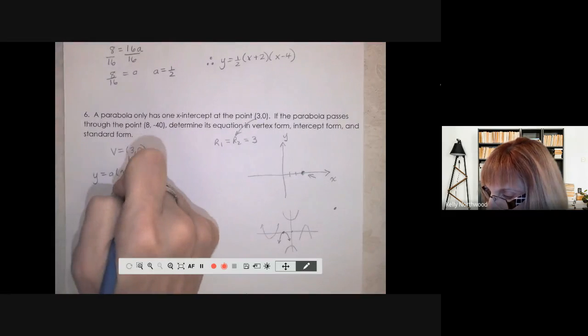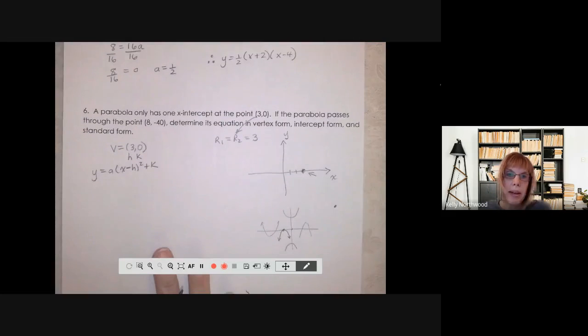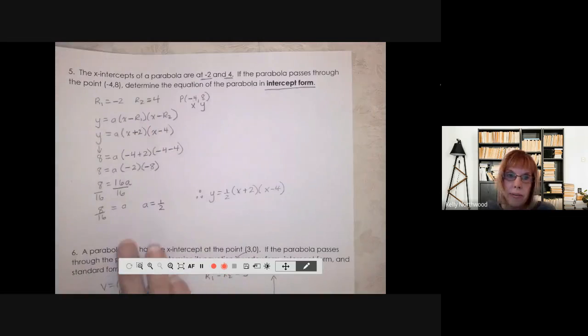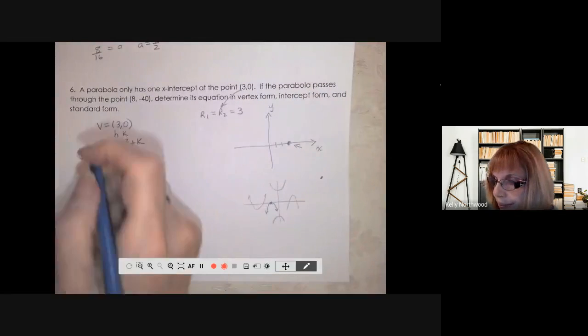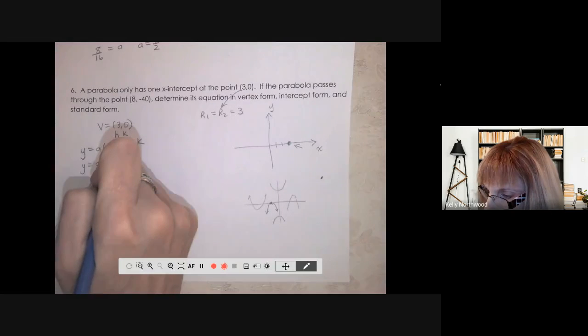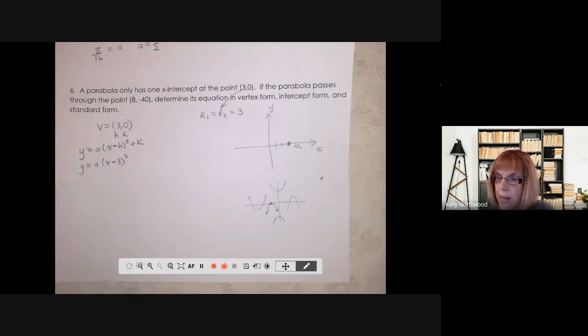I guess when I was in high school, that's what I preferred, but it really doesn't matter. Some people might prefer the calculations like this procedure for getting a. And if you have a choice, then just do which one you like better. So k is 0, so I don't really need to have a plus 0 there.